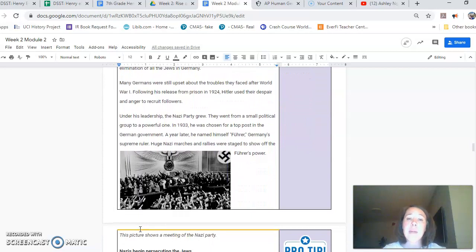Many Germans were still upset about the troubles they faced after World War I. Following his release from prison in 1924, Hitler used their despair and anger to recruit followers. Under his leadership, the Nazi Party grew. They went from a small political group to a powerful one, and in 1933, he was chosen for the top post of the German government. A year later, he named himself Führer, Germany's supreme ruler. Huge Nazi marches and rallies were staged to show off the Führer's power. This is a picture showing a meeting of the Nazi Party.